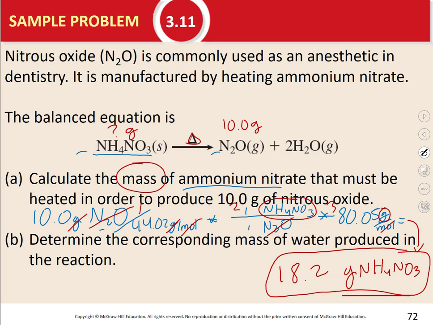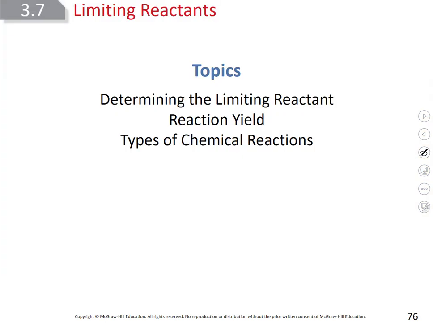Now, in this particular reaction, we only had 1 reactant. So if I wanted to know how much of that reactant I needed to make 10 grams of my product, it was pretty simple. But what if I have more than 1 reactant? If I have more than 1 reactant, I have to put amounts of both reactants in. And then I have to consider making sure those are balanced, or if they're not balanced, one of them is going to get used up before the other one. So the last thing that we're going to cover today is limiting reactants. Let's move on to limiting reactants.